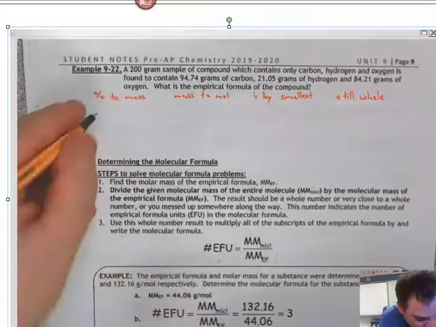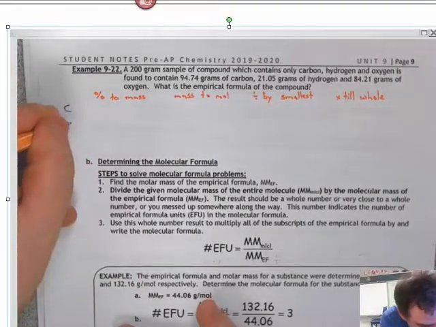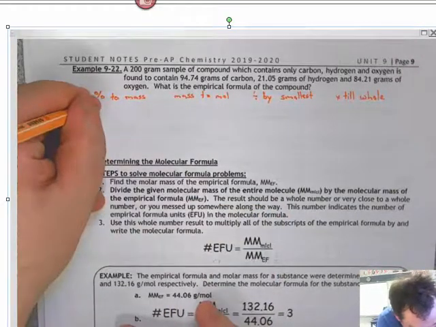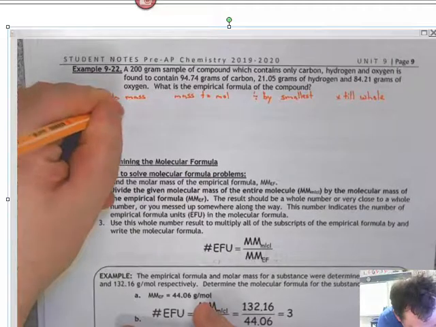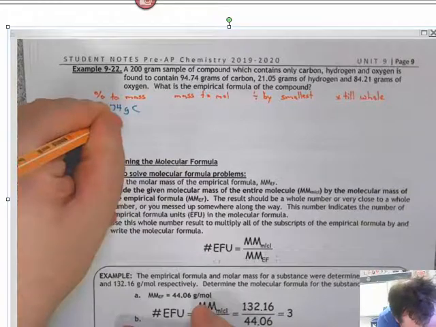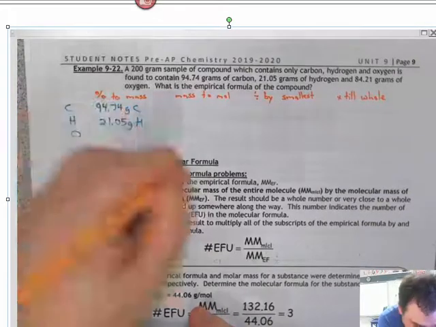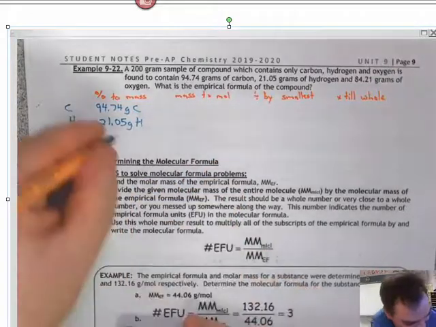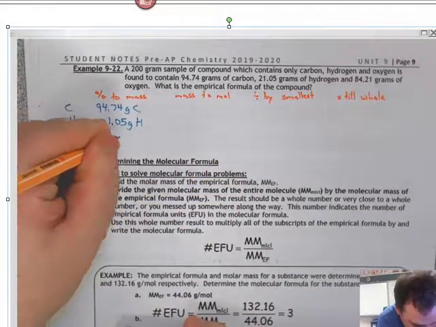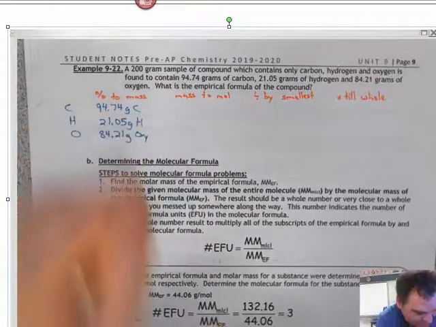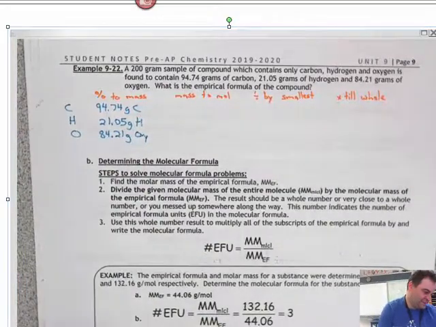So we have a compound that has carbon, hydrogen, and oxygen. We are going to start off with 94.74 grams of carbon, 21.05 grams of hydrogen. Did I tell you if you don't write down these steps, I'm going to mark it wrong? Because I have no clue what you're doing, and neither do you. And 84.21 grams of oxygen. Step 1, percent to mass. Done. Double check to make sure those numbers add up to 200.